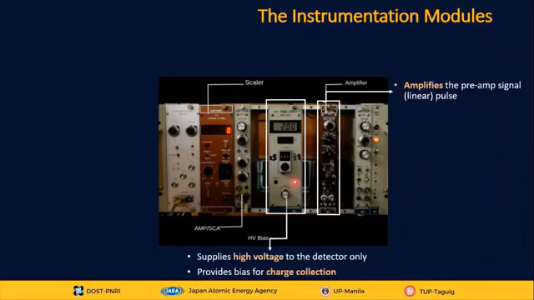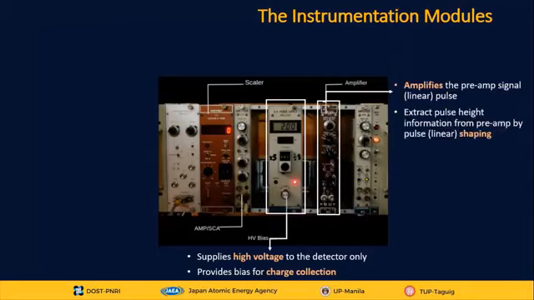The second module is our amplifier, which amplifies the preamp signal or the linear pulse. Since the preamp signals are too small, and as the signal goes through many electronics, this preamp pulse will eventually die down. So we need to immediately connect the preamp pulse to an amplifier to amplify the pulse for further processing.